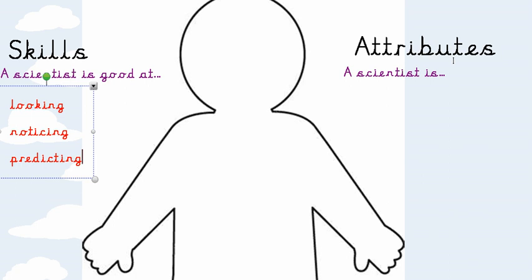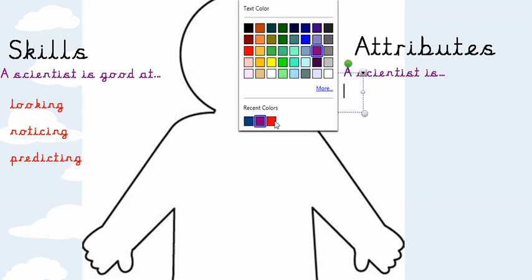All right, over here I've got the heading attributes. Now attributes just means something that you're good at, okay? You guys have got absolutely tons of attributes, don't you? Let's have a think about which attributes a scientist should have.